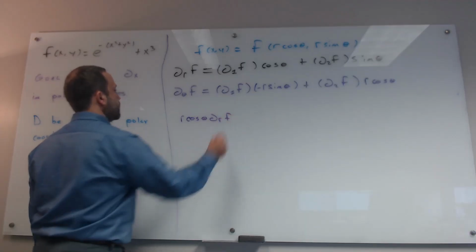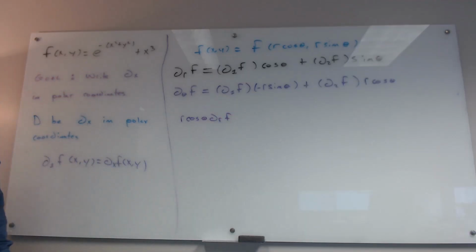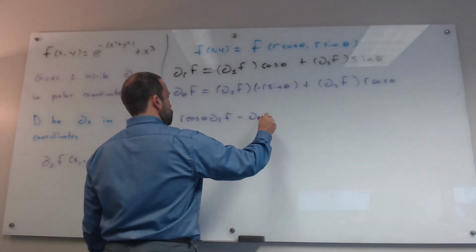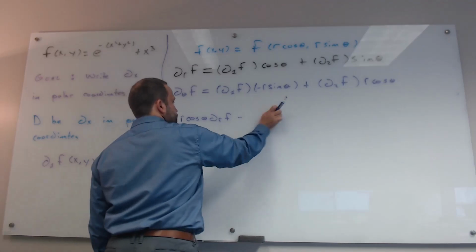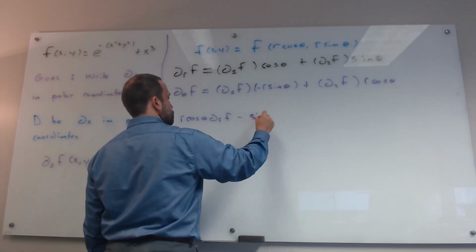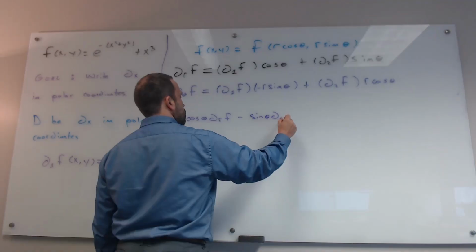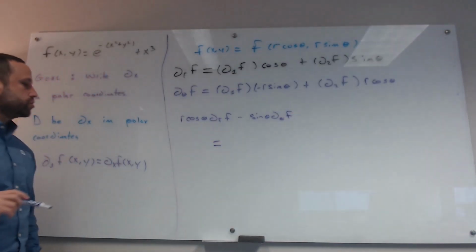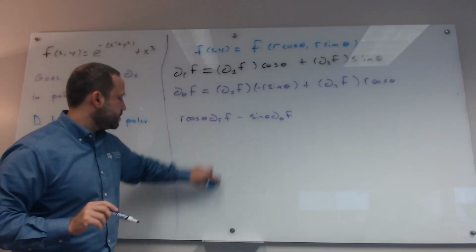So I'm going to multiply the top equation by r cosine theta. I'm going to multiply the bottom equation by sine theta, and then I'm subtracting them. So it's going to be minus partial theta, minus sine theta partial theta f. Okay, and again, this is going to get long, so I'm going to come down here on a new line to write what it's equal to.